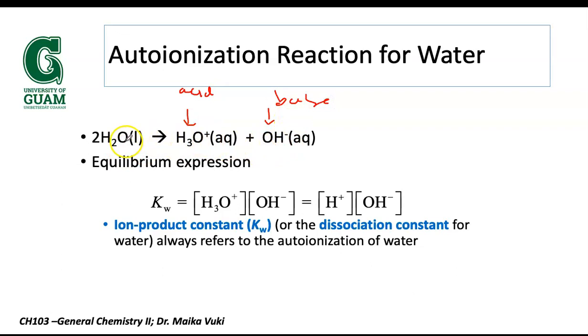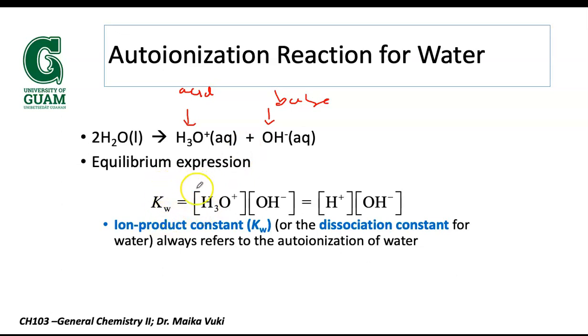Now, why do we not see any clear contrast when we're looking at water? The reason is that these two concentrations are pretty much equal. They counterbalance each other in water. So we don't see water to be either acidic or basic. So that's why we see water as neutral.